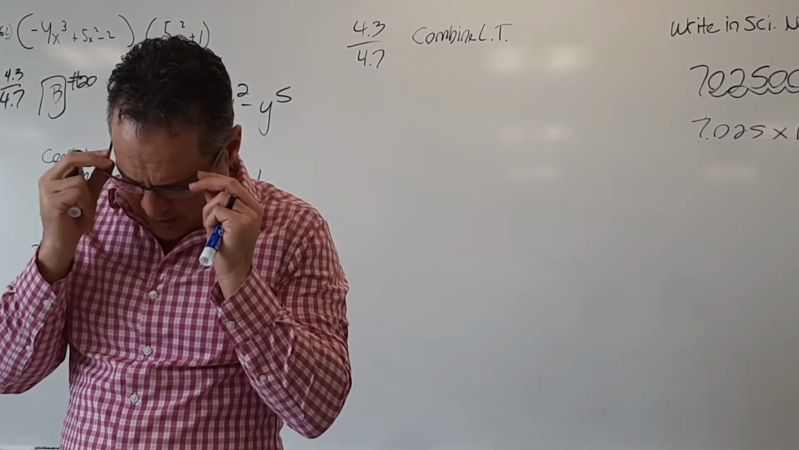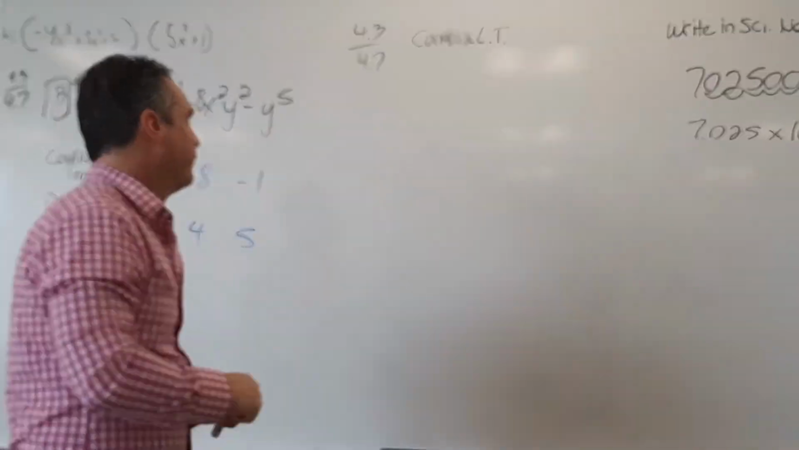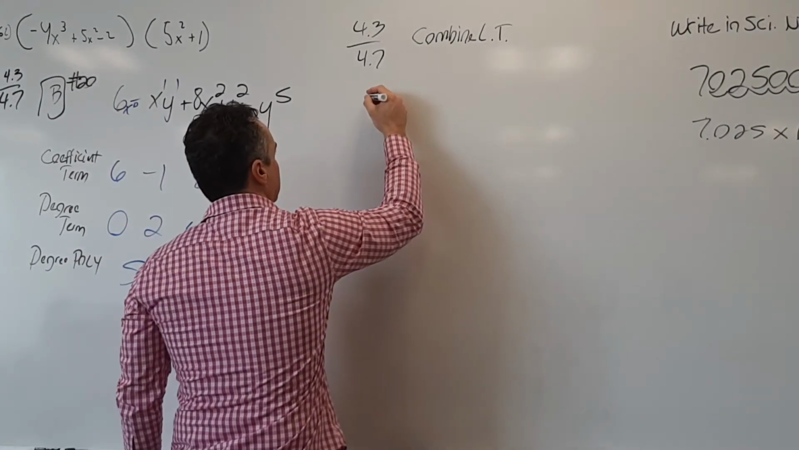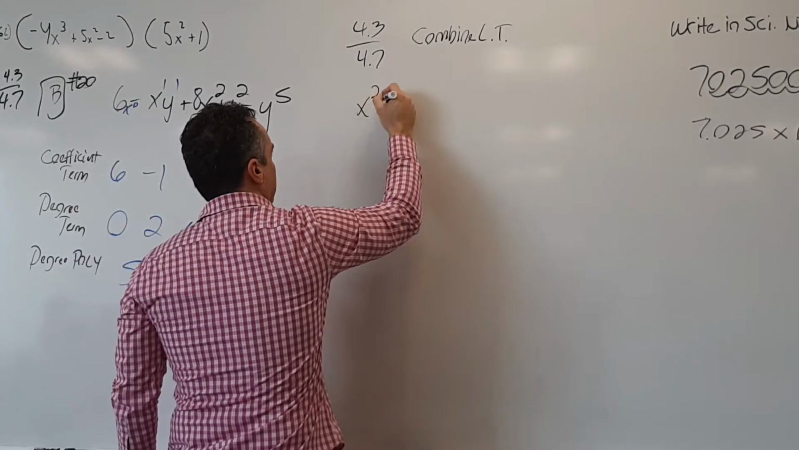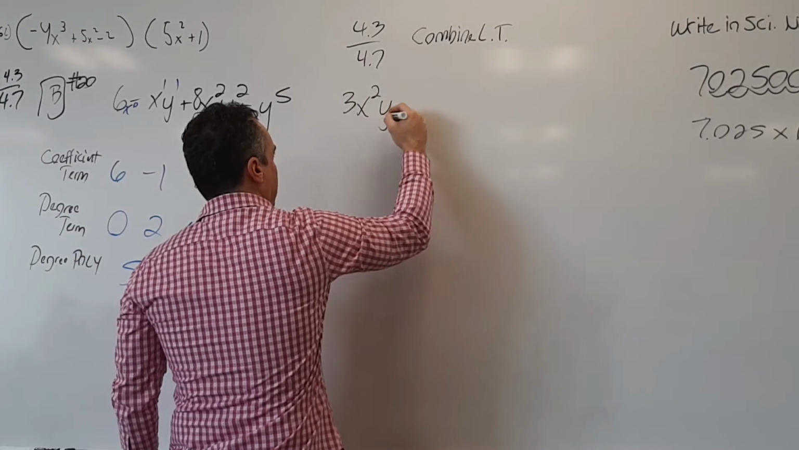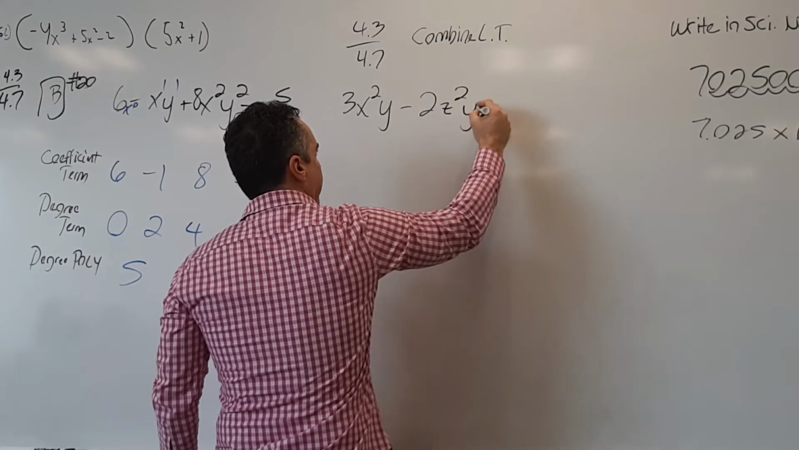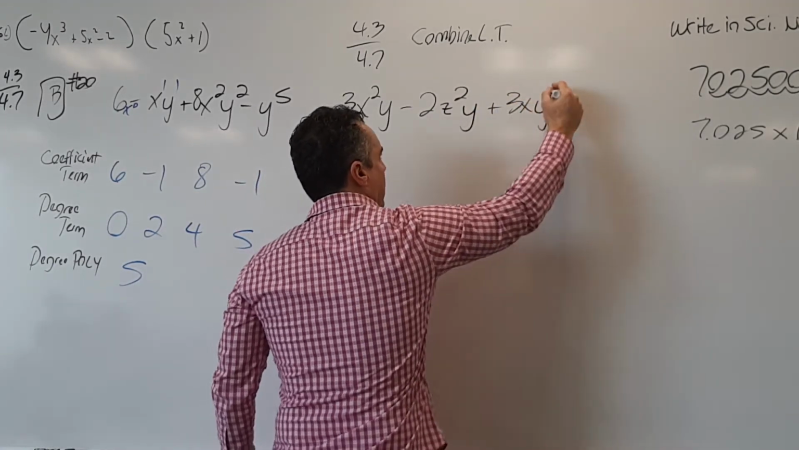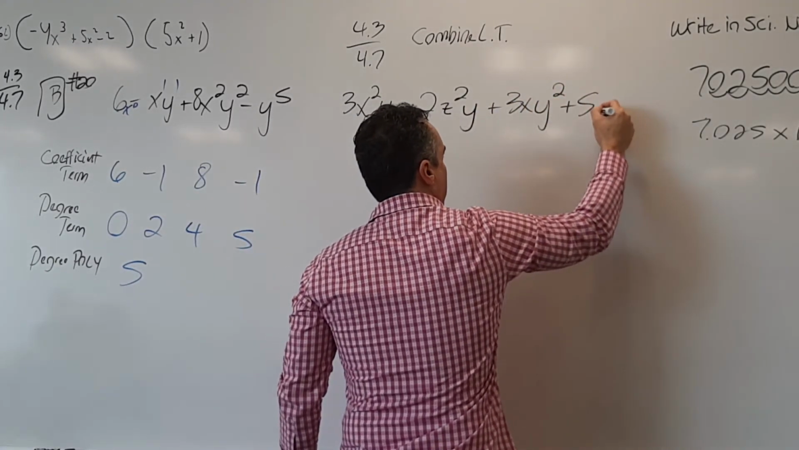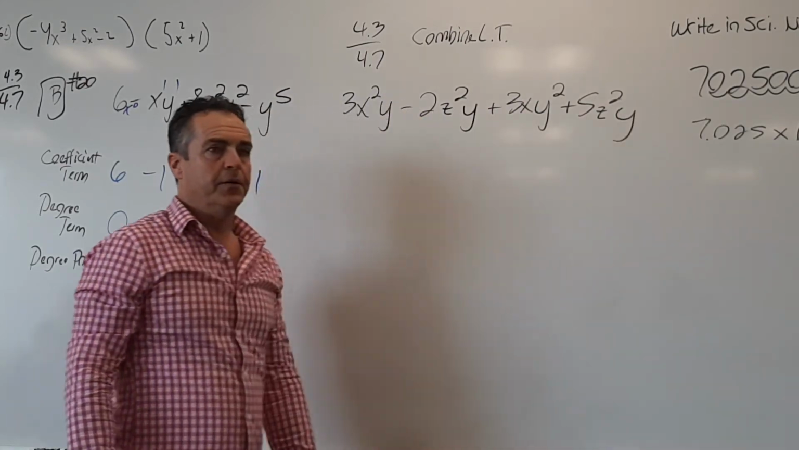Number 26. Read 26 to me. You got it. x squared, 3x squared y, minus 2z squared y, plus 3x y squared, plus 5z squared y. Okay. Every eye up here.